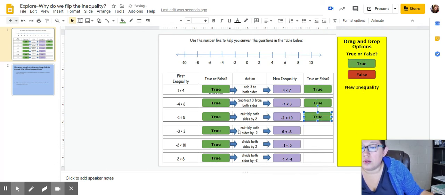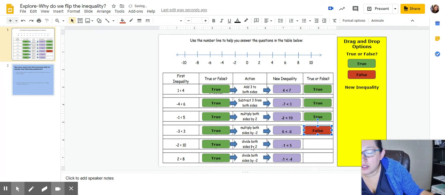Okay. Multiply both sides by -2. So taking this initial inequality, taking both sides, multiplying them by a -2, I end up with this inequality: 6 is less than -6. Okay, well, that is not a true statement because a negative number is not going to be less than that positive number. Okay, so we see that here, this one came out to be false after applying that action.